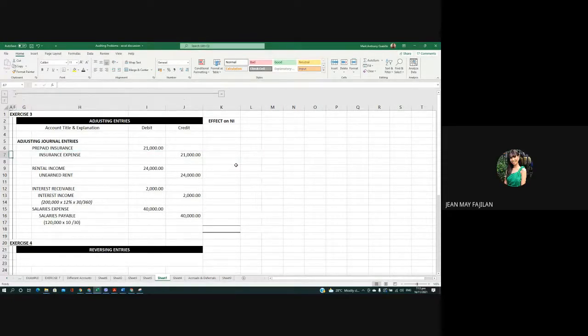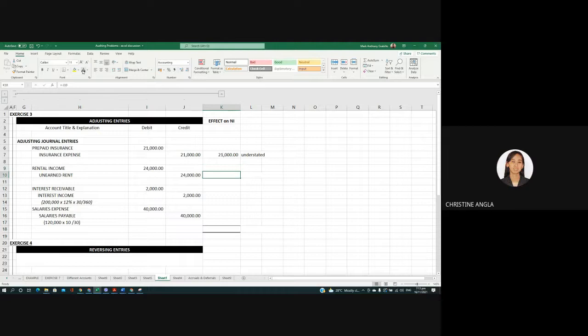Understated. Understated by how much? 21,000. Kasi bakit siya understated? Kasi sobra yung insurance expense na nakalagay. Kapag ang rent income walang adjustment na ginawa, what is the effect on the net income? Under or over?